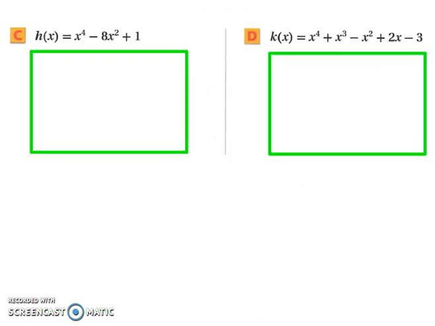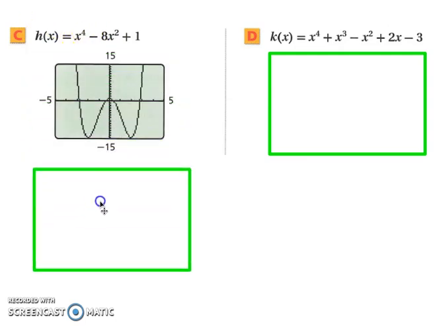Let's look at these next 2. So we have x to the fourth minus 8x squared plus 1. So when you plug that into your calculator, you should end up with a graph that looks like this. So from left to right, the graph decreases, increases, decreases, and then increases. It crosses the x-axis 4 times. So, therefore, it's got 4 real zeros. 1, 2, 3, and 4.